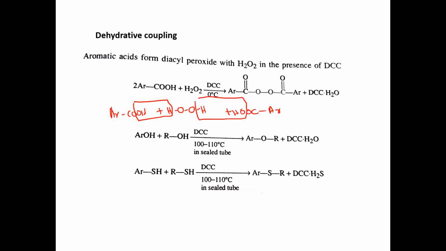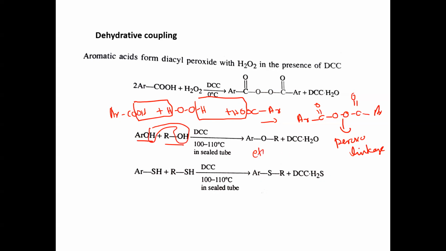As a result, what forms? C double bond O, the keto group, and here there is an O-O linkage. It's called a peroxide bond, a peroxo linkage. It's a very rare compound to form. Again, this is a phenol, this is an alcohol. In presence of DCC, H and OH will go out. It forms ArOR. It can form ethers. This can form thioethers.